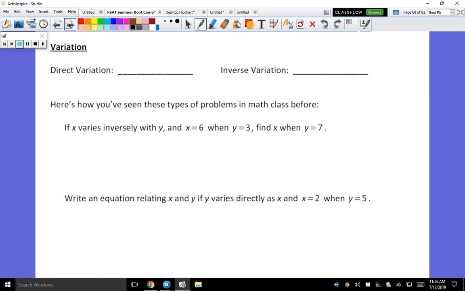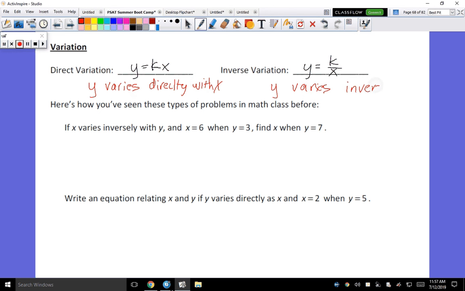Alright, so let's move on to the last two. Direct variation looks like this. Inverse variation looks like this. And the way you read this is y varies directly with x. This is y varies inversely with x. What about indirectly? There's no indirectly. Okay? So check this out.